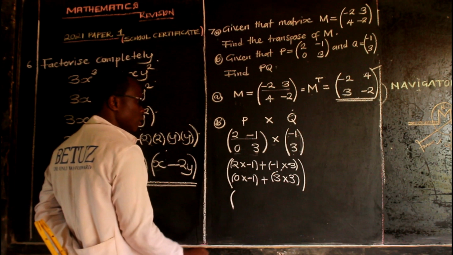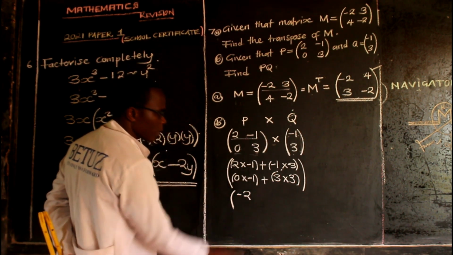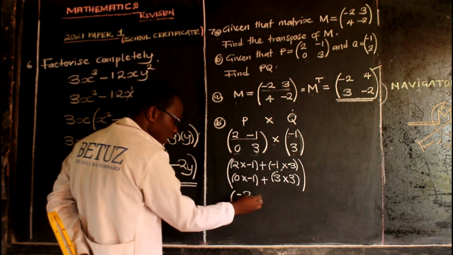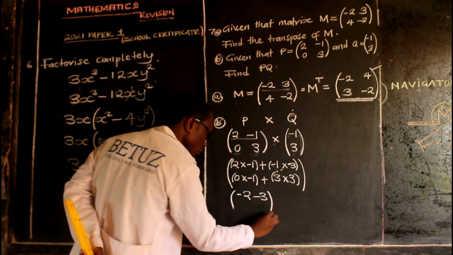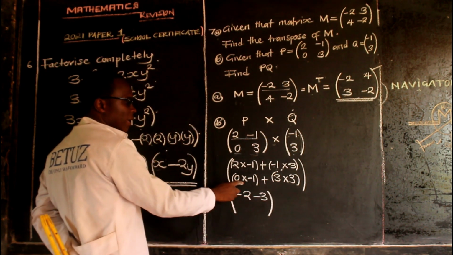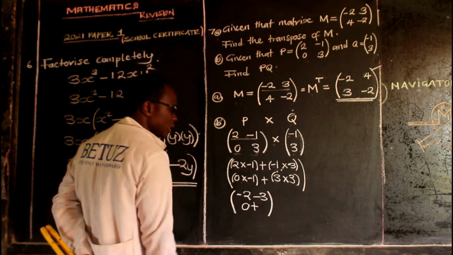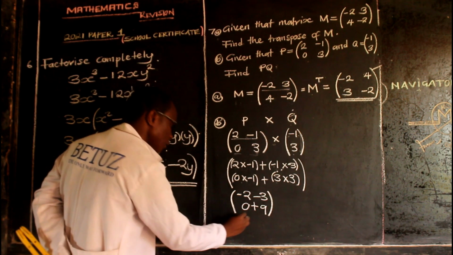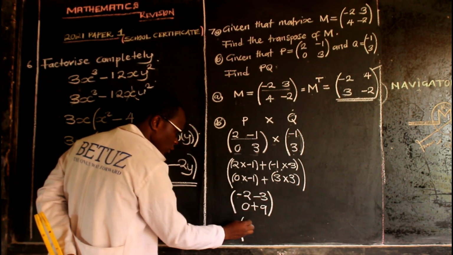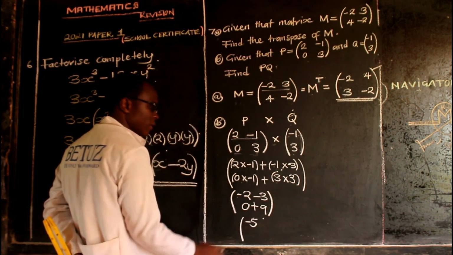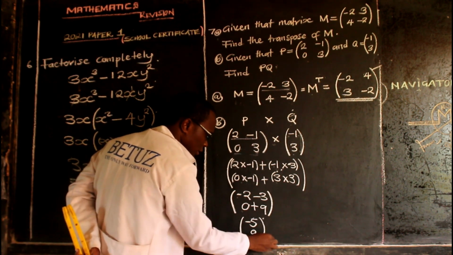Then we move on. 2 times negative 1, you obtain negative 2. Positive times negative, you obtain negative. Then negative 1 times 3 is negative 3. Then 0 times negative 1 is 0, plus 3 times 3 is 9. Then you say negative 2 minus 3, you obtain negative 5. 0 plus 9, you obtain 9. So this is our answer.